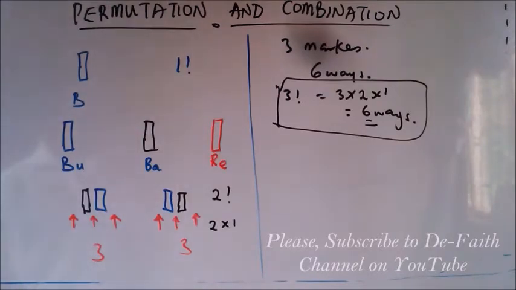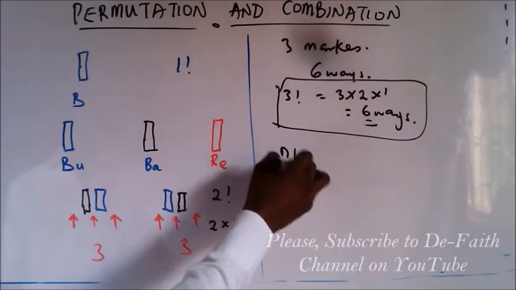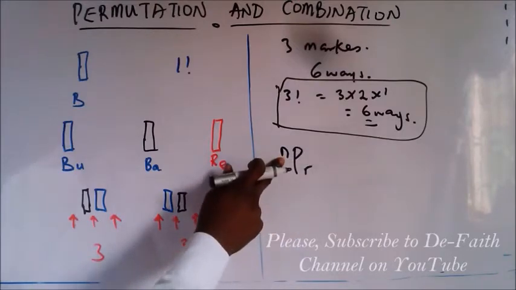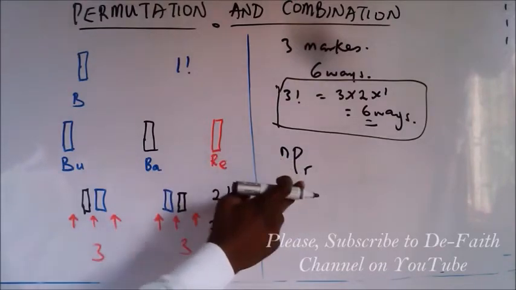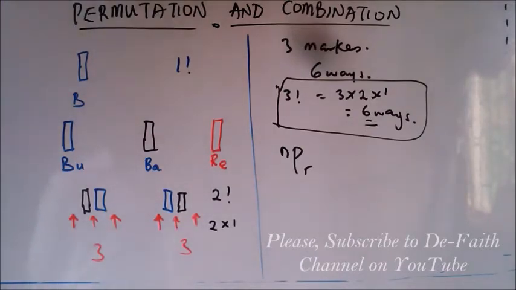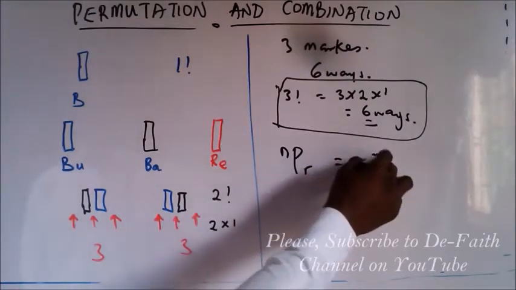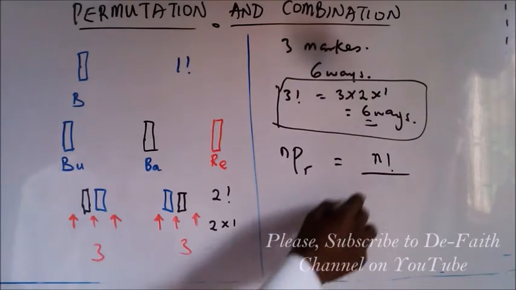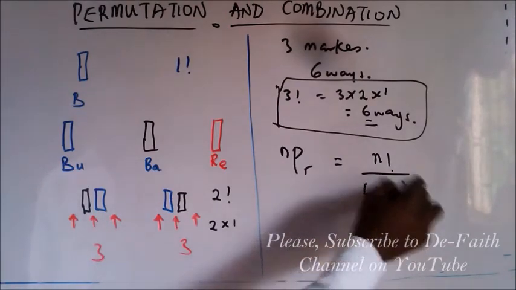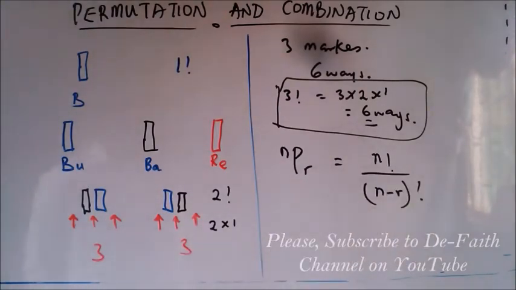And so we have a general formula which we shall apply to solving questions on permutation. In the case where we have r objects out of n objects, a formula which is n permutation r. N is the number of objects which we have, and we are told to select r out of the n objects. That is, in how many ways can we arrange it? And so this formula is equal to n factorial over n minus r factorial. We'll look at the application of this formula in a while.